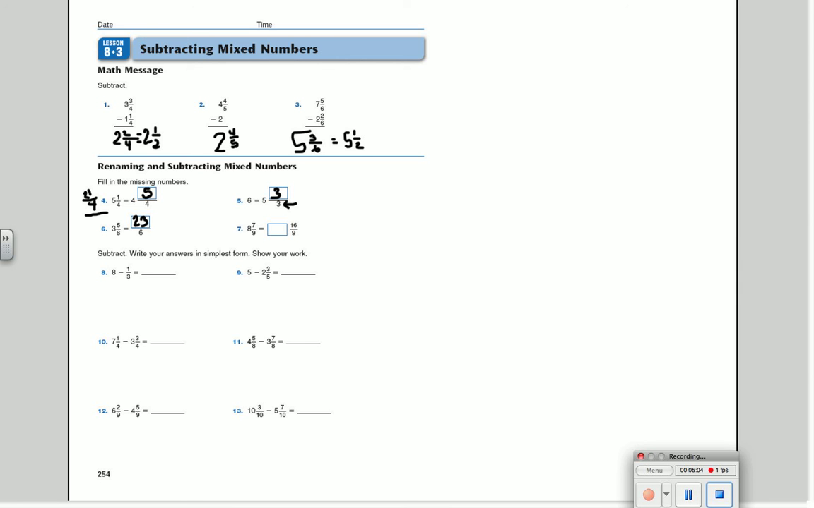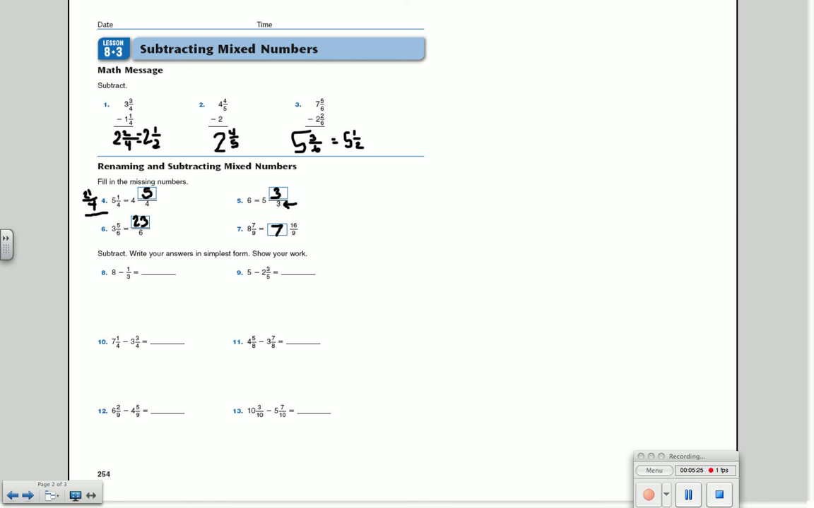Oh yeah, 7 plus what is 16? I know that 7 plus 9 is 16, so I must have taken 9/9 out of the 8 to make it 16. So my whole number is going to be 1 less than the whole number before it. So 8 and 7/9 is the same thing as 7 and 16/9.